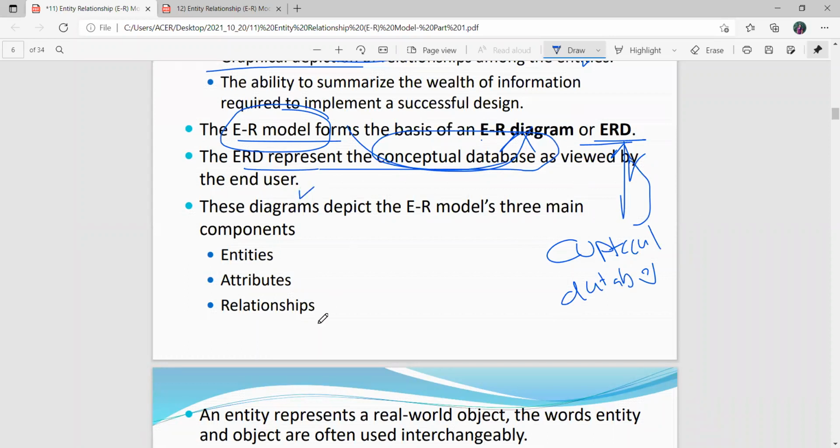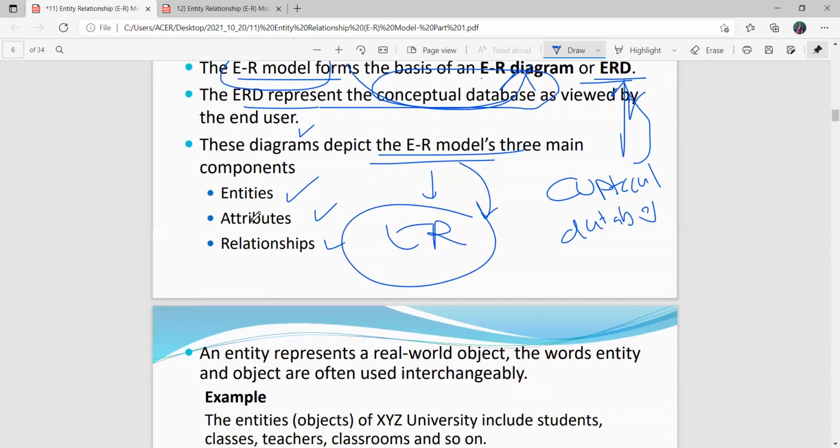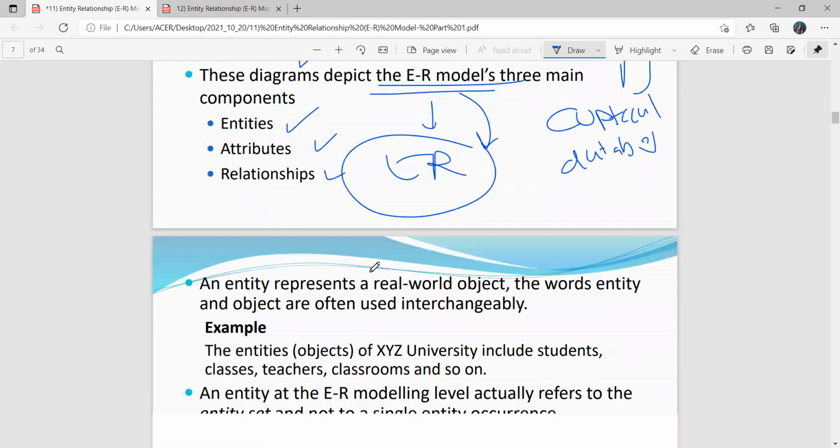So these are the three main components available in the ER model as well as the ER diagram. That means this ER diagram is the way to depict the ER model. In this ER diagram, the first one is entities, the second one is attributes, and the third one is relationships.